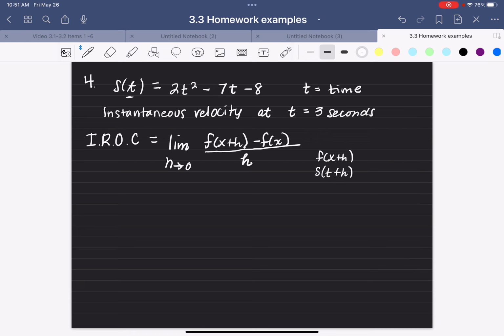So I'm going to say 2 times (x plus h) squared minus 7 times (x plus h) minus 8. And again, I could put t plus h. At the end, x or t, whichever one you use, is just going to be a 3. We get ready to substitute.